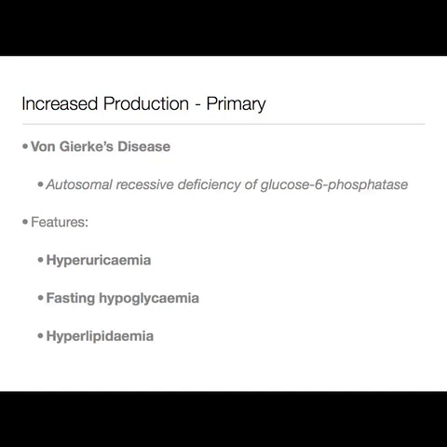Von Gierke's disease, on the other hand, is an autosomal recessive glycogen storage disorder that is characterized by the deficiency of glucose 6-phosphatase. It also causes hyperuricemia, but two other important signs are fasting hypoglycemia and hypolipidemia. The one other primary cause of increased urate production is, of course, intake, with high dietary purine intake in, for example, foods such as offal, sweetmeats.